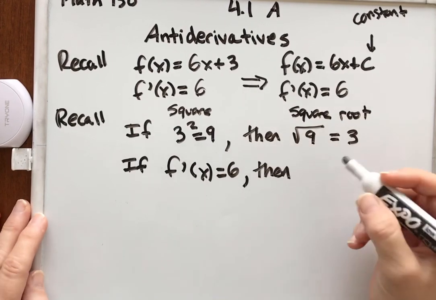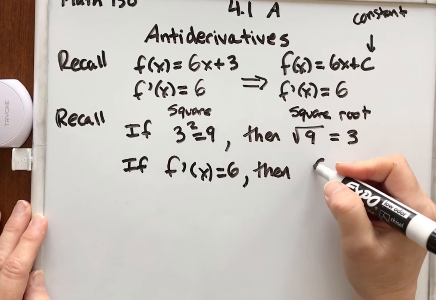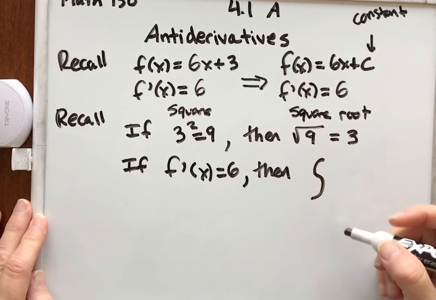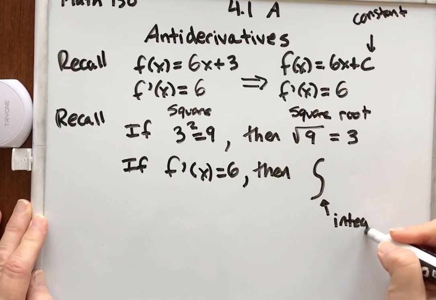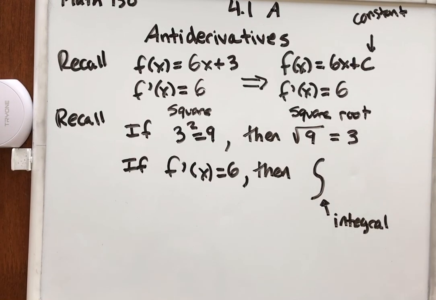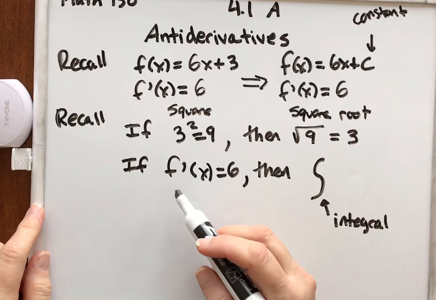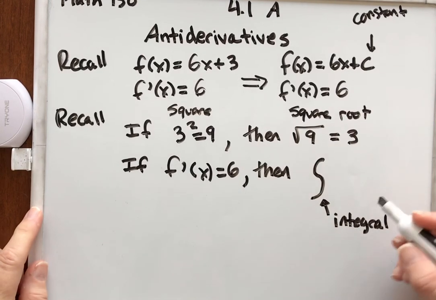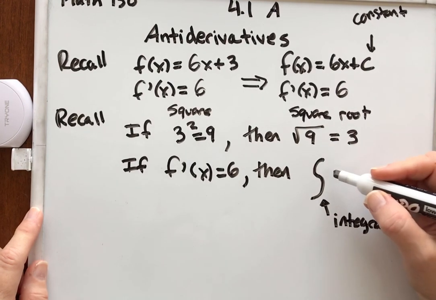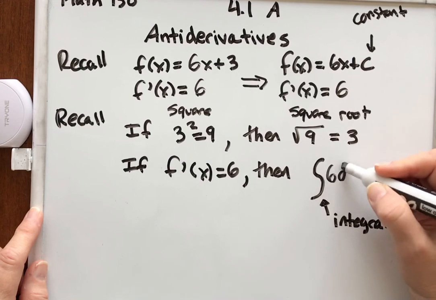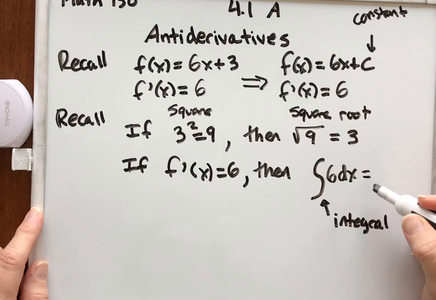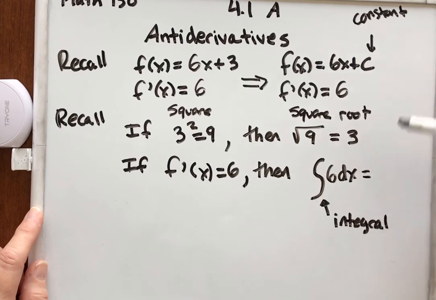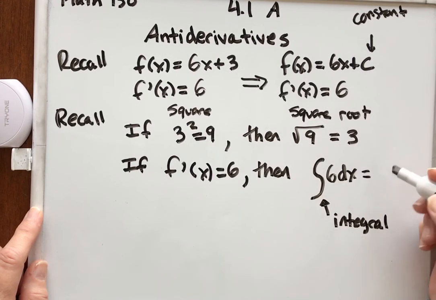then to do the opposite, we use this little sign, and it's called the integral. Okay, so f prime of x equals 6, then the integral of 6 dx, and that's how we write it. When we do the integral, we want to get back. We want to get back to here. So the integral is going to be 6x plus c.